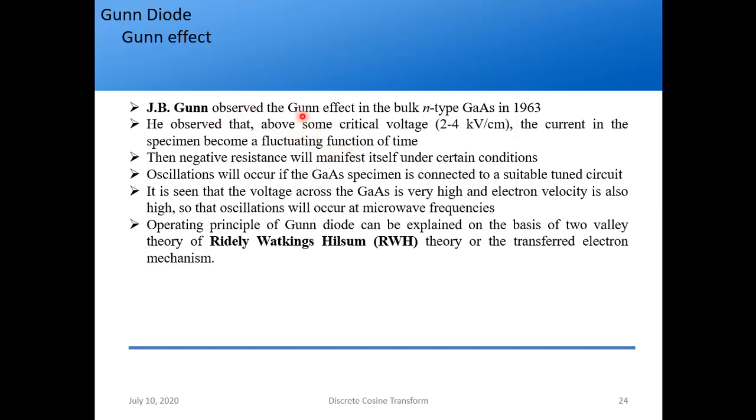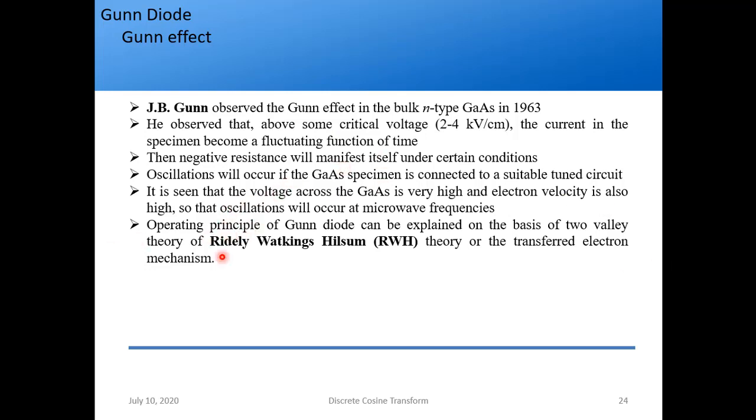So this effect is called the Gunn effect, and that is the reason this Gunn diode can be used for generating oscillations. So that is what is mentioned here. And negative resistance will get manifested under certain conditions. So what is happening, that we'll see in the further slide.